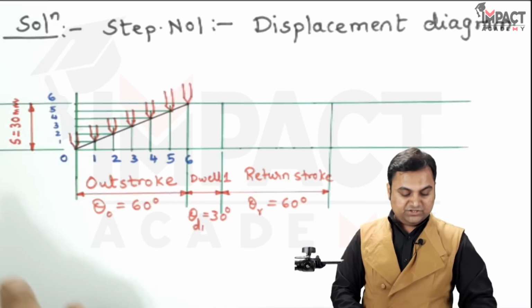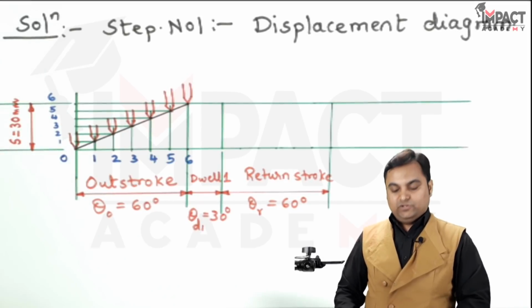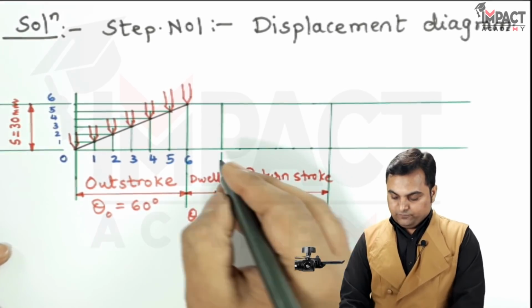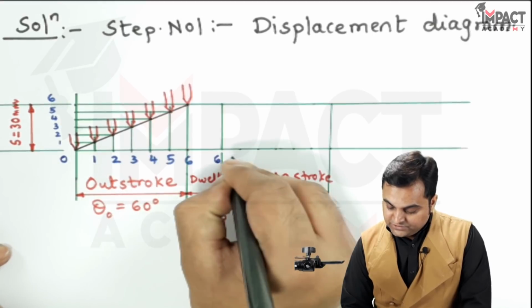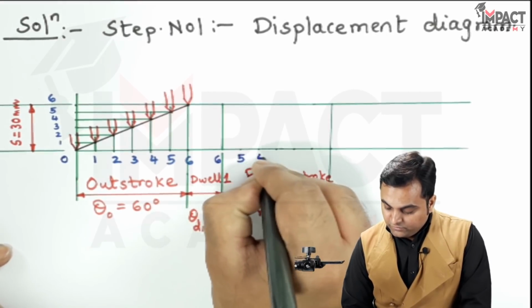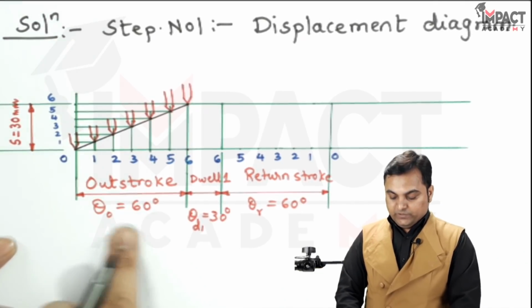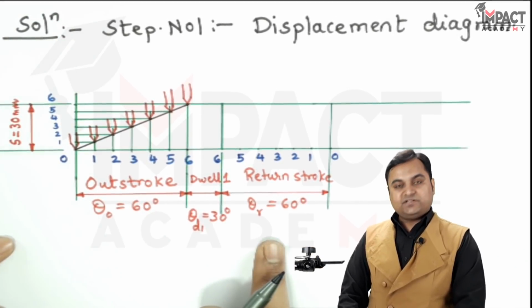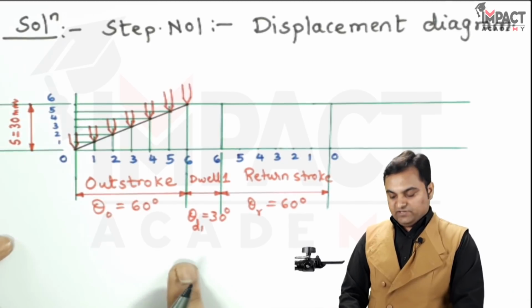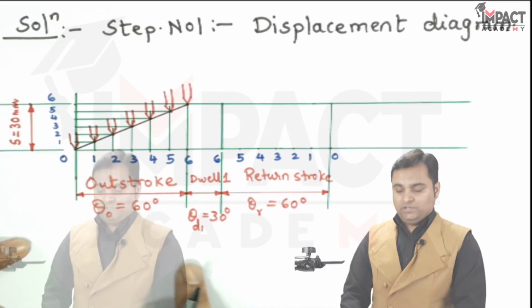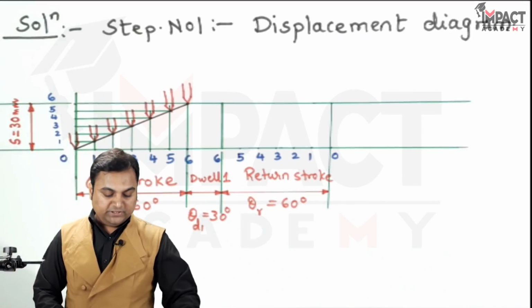And giving the notations here as well. For simplicity, I'll give the notations in the reverse order for the return stroke. So starting with 6, it is 5, 4, 3 to 1 and 0. Then when I add up the values, this gives me the answer as 150. When I subtract it from 360, I get 210. So it is dwell for the remaining 210 degree.